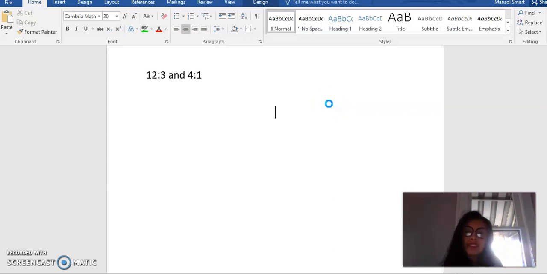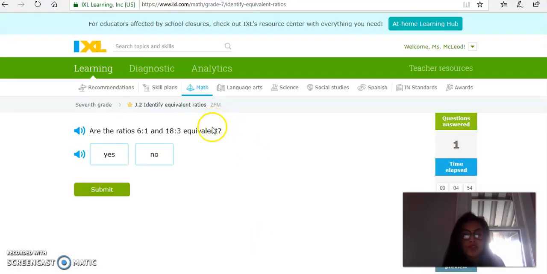Like I was repeating, sometimes it's not that easy to find a COP. So it is often best to convert the fractions into decimals or simplify the fractions, and it will help you determine whether the two numbers are equivalent. So for example, here we have 6 to 1 and 18 to 3. If I do 6 divided by 1, I get 6. If I do 18 divided by 3, I get 6. So they're the same number. They are equal. They're equivalent. So I'm going to put in yes. So it is equivalent.